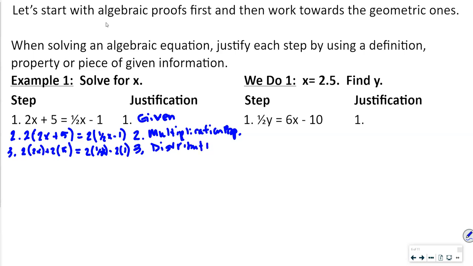I can't write very well today, y'all. Distributive property, okay? Distributive.